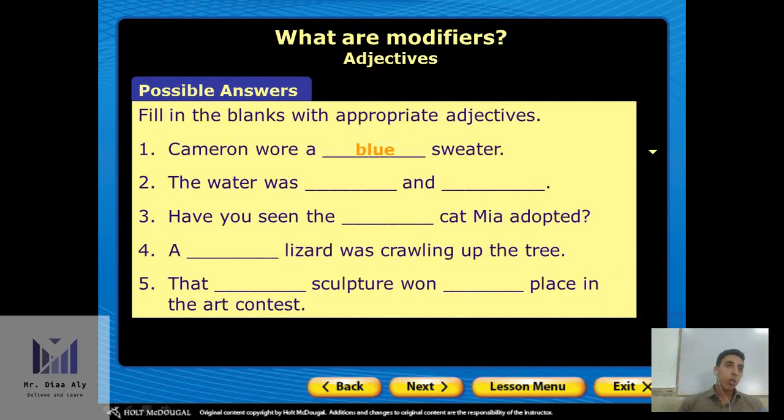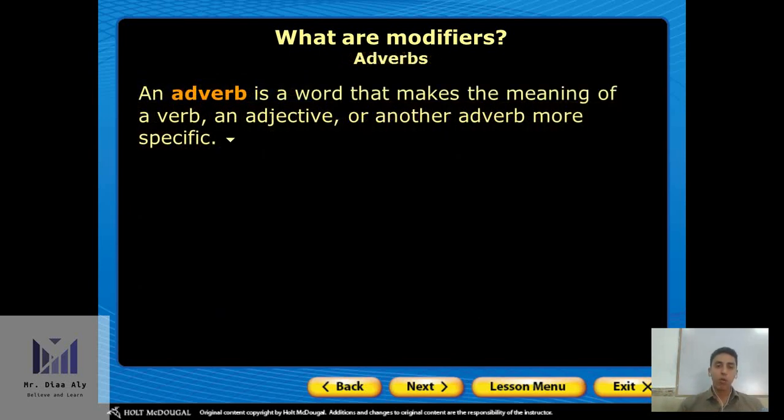Blue sweater, white sweater, any color it can be. Warm sweater. The water was fresh maybe and refreshing. Cold. Have you seen the blue cat, adorable cat she adopted? A small, scaly, whatever you are using here, if it makes sense, it's right. Okay, so the answers here are varying. Okay, now we are going to the second. Let me drink some water.